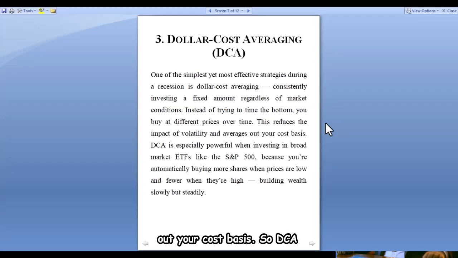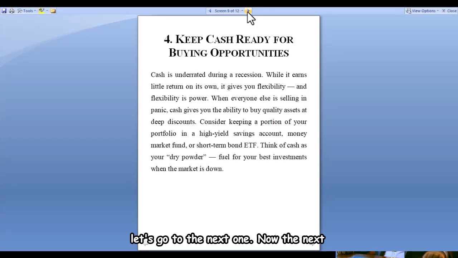So DCA is especially powerful when investing in broad market ETFs like the S&P 500. Because you are automatically buying more shares when prices are low and fewer when they are high, building wealth slowly but steadily. So keep that at the back of your mind. So now let's go to the next one now.